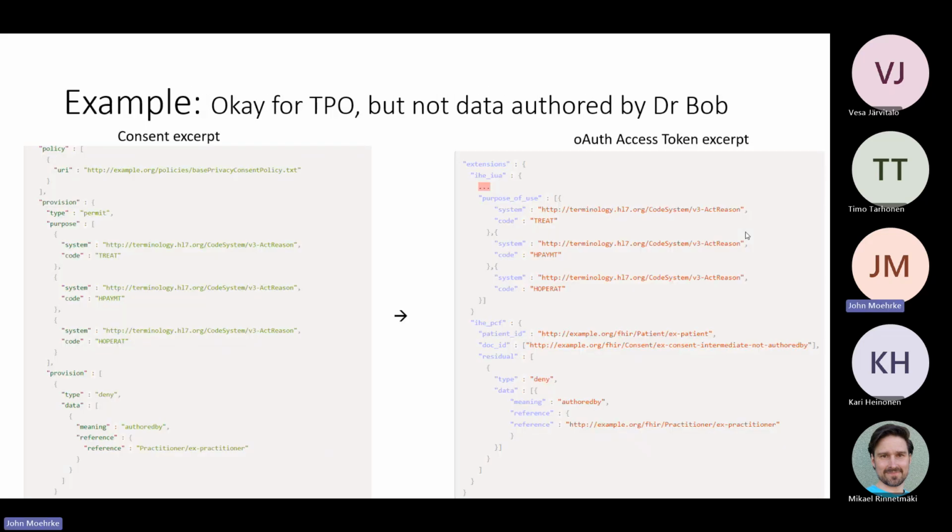So here is one example, and on the left is an excerpt of the consent. Now, it's not the whole consent, or you wouldn't be able to read it. It's just an excerpt within there. It's actually just the provisions. In this case, the patient has agreed to treatment, payment, and healthcare operations, something we commonly call TPO. But there's a second provision here that says deny anything authored by this doctor, Dr. X practitioner.